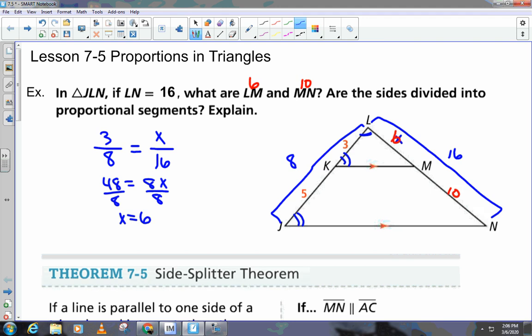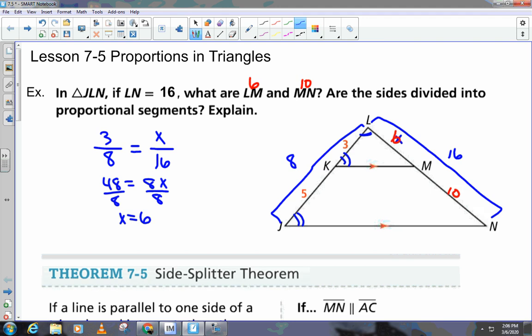But we have this thing called the side splitter theorem. If we look at this, see how this line right here is parallel to the third side. Look at the relationship between these two sides. You have 3 to 5 and 6 to 10. What do we notice about those two fractions? 3/5 and 6/10. Are they the same? They are the same.